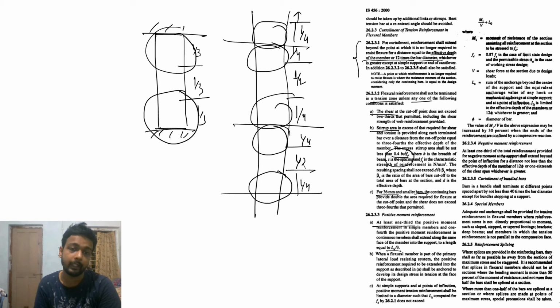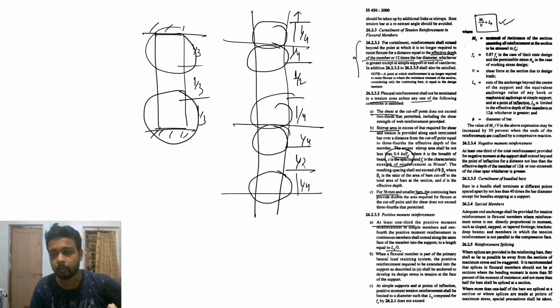So for isolated, L/3, and for continuous, L/4. Okay. When a flexure member is part of the primary lateral load system, at simple support the inflection positive moment LD comes. Okay, no issue. That is the formula, but it will never be used. But you can go through this.